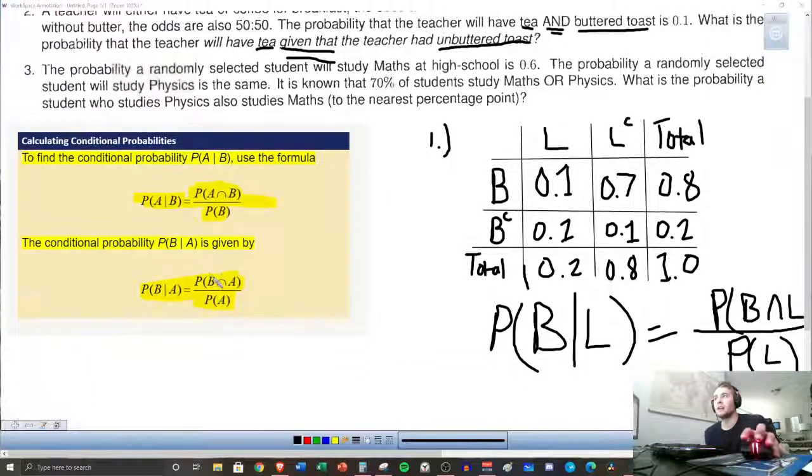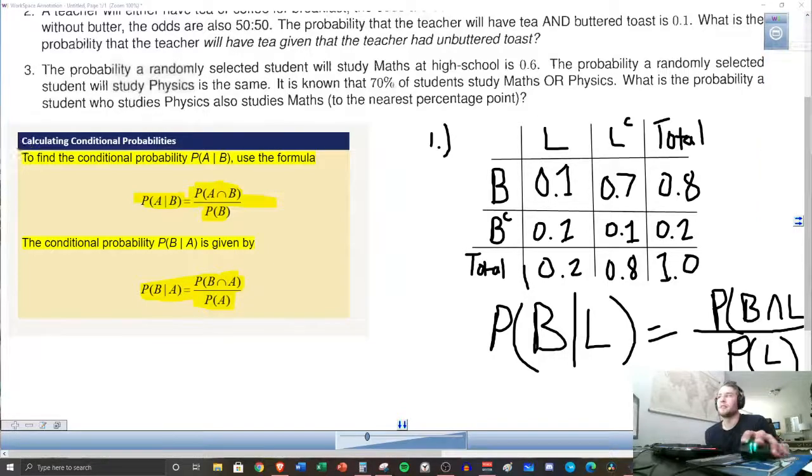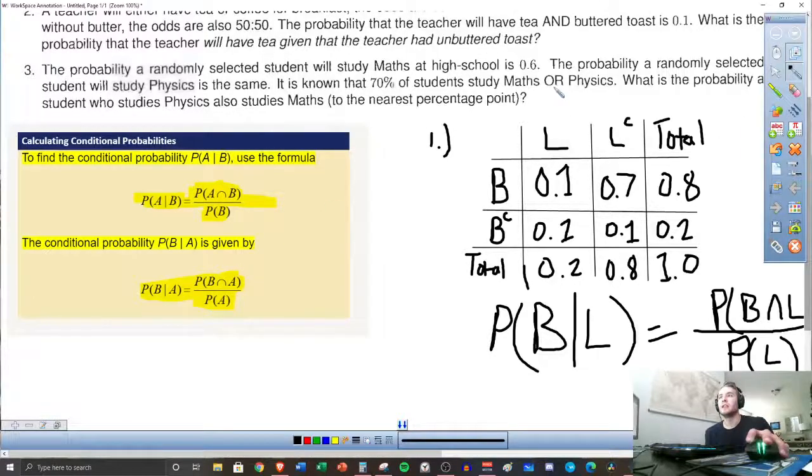So we're going to set this one up. And also, this is how you know that this worksheet comes from Great Britain. So let's read this one. It says, the probability that a randomly selected student will study maths, and only in England do they call it maths, at high school. So it's 0.6. The probability a randomly selected student will study physics is the same. It is known that 70% of students study maths. Let's underline this, or physics.